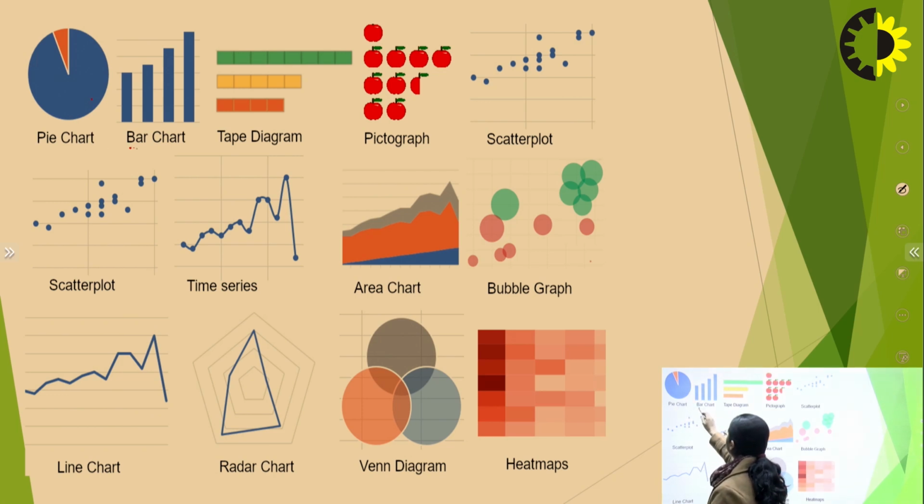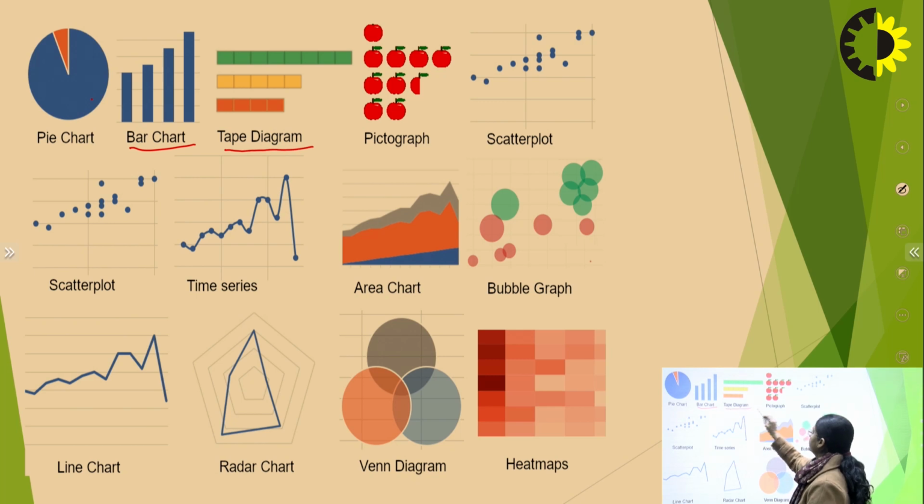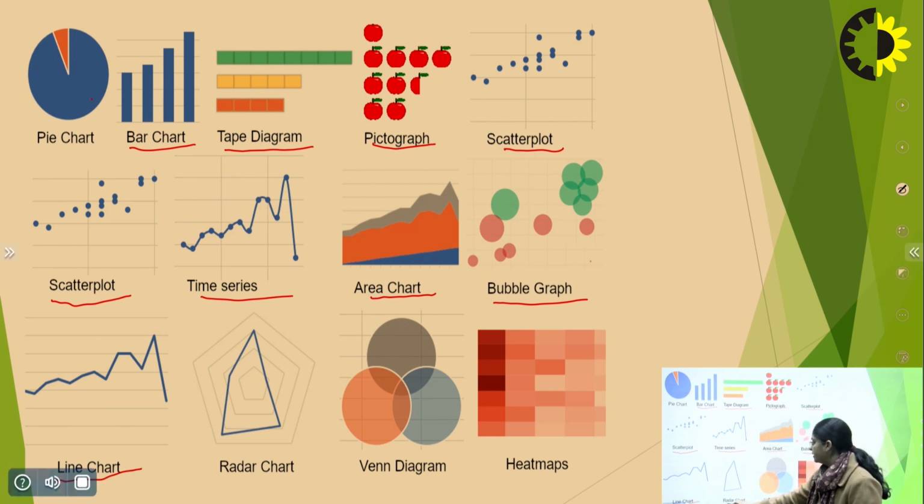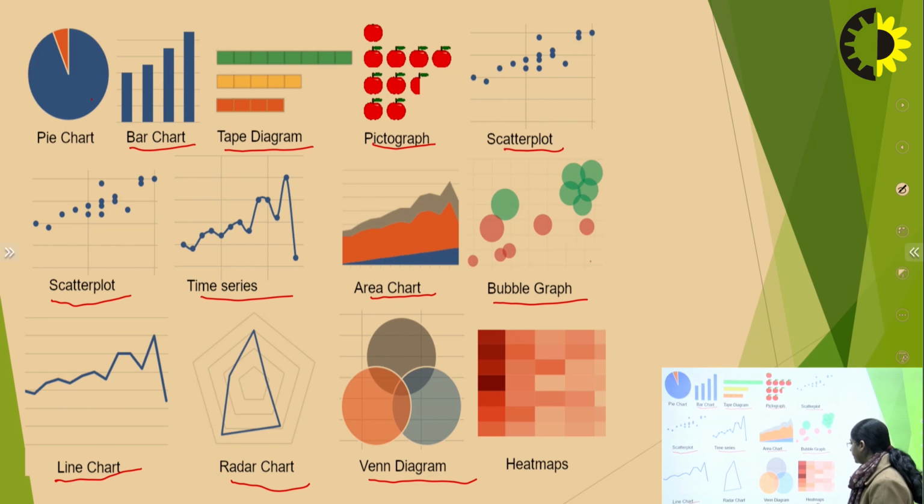This is the pie chart, this is the bar chart, tally diagram, pictograph, scatter plot, time series, area chart, bubble graph. This is called the line chart, radar chart, Venn diagram and heat map. These are all representations of data which make the work easier, so that higher-level officials can easily understand the data and take the respective decisions. Next.